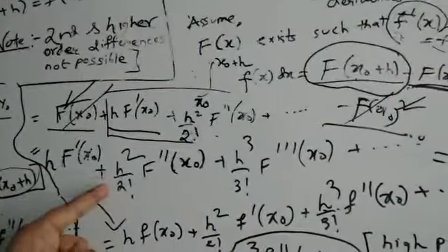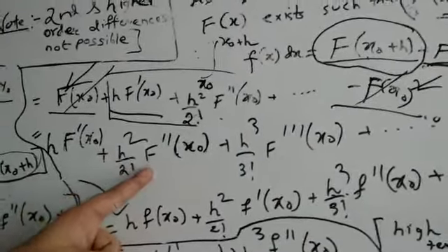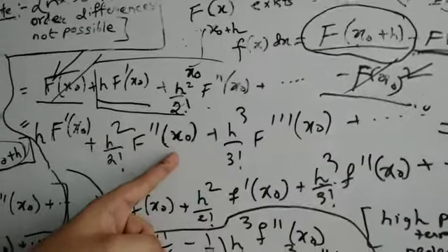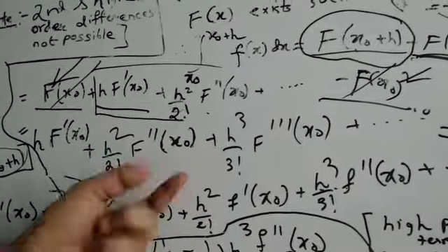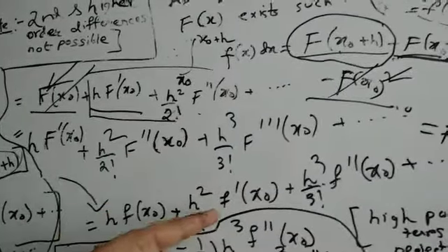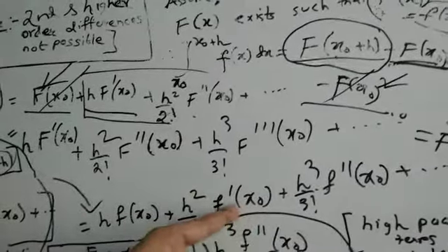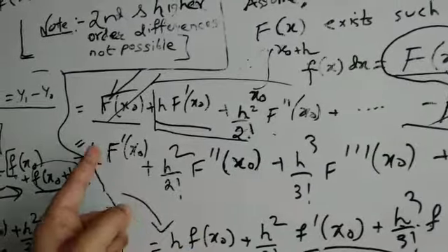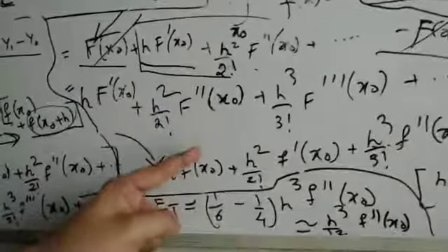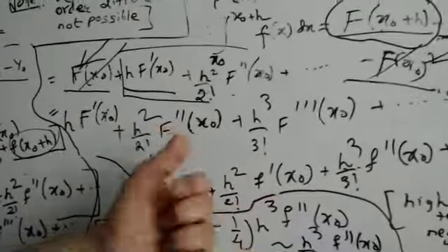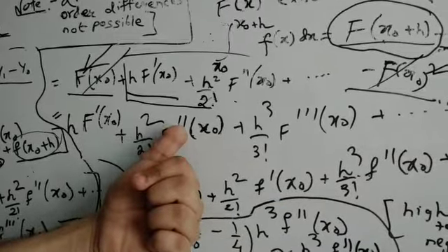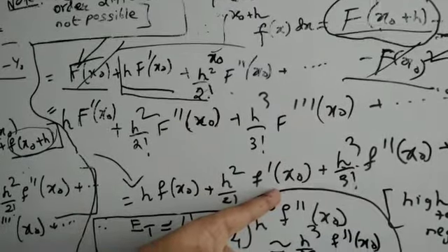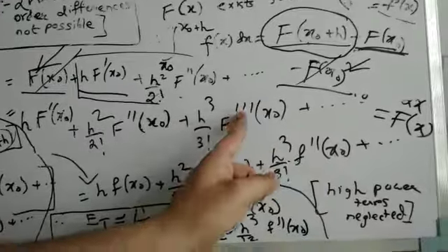And what will be my next term? h square by 2 factorial F''(x0). Now F''(x0) can be written as small f'(x0). Why? See, if capital F'(x0) is f(x0), what will be my F''(x0)? It will be f'(x0). So basically one order of derivative is decreasing here. The 3 becomes 2, then 4 will become 3, like that. Fine. So keep it as it is.